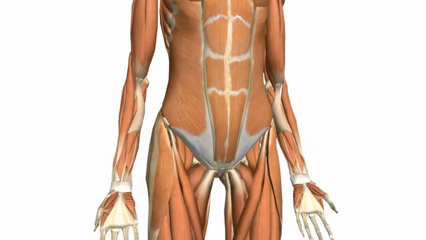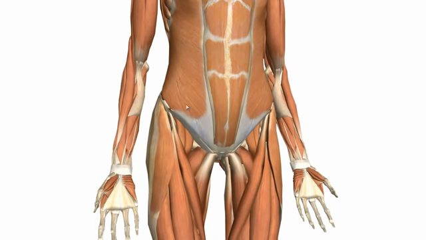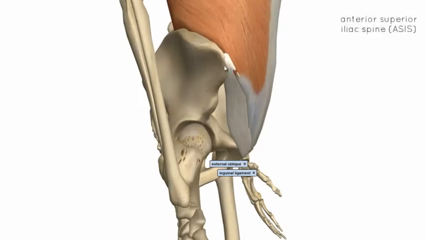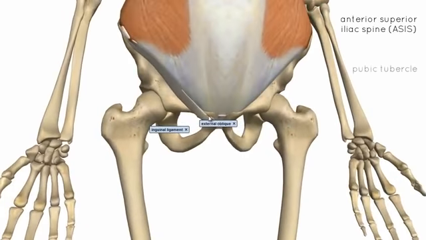So sorry, just going back to the external oblique muscle, there's one important thing I forgot to tell you about. The inferior margin of the aponeurosis of the external oblique muscle actually forms the inguinal ligament. I've just isolated it here, and you can see the bottom part of the aponeurosis forming this ligament which runs from the anterior superior iliac spine here down to the pubic tubercle. So that's important to remember.